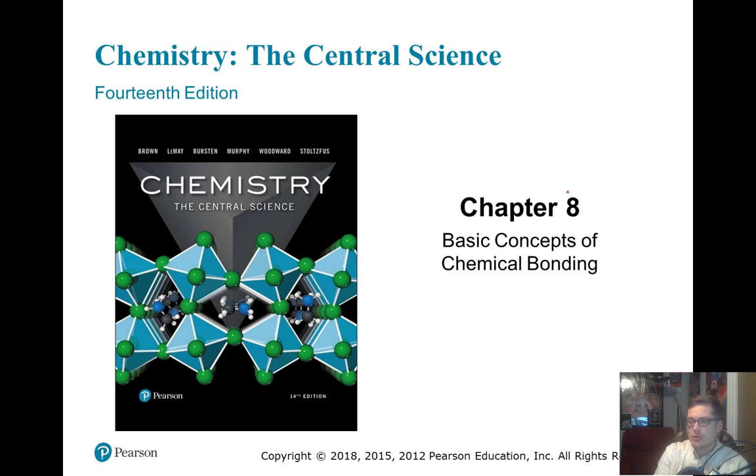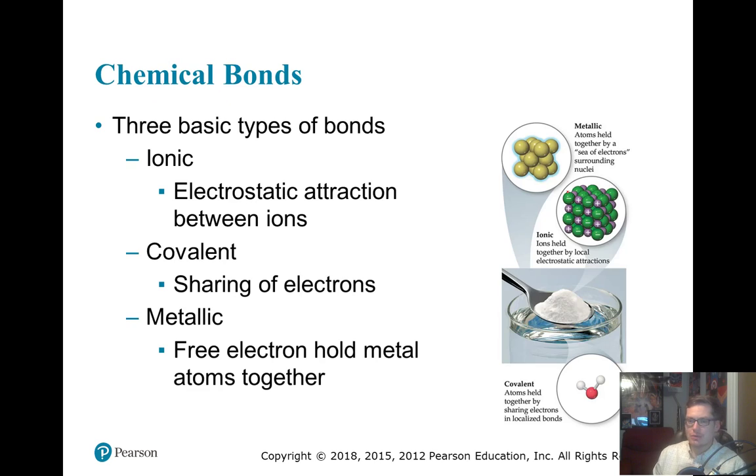Okay, and so first up, we're talking about different types of chemical bonds. There are three basic types of bonds in chemistry: ionic, covalent, and metallic bonds. We're going to focus today just on ionic bonds. Ionic bonds are really electrostatic attraction between ions. When you see the word electrostatic, you should just think static electricity. Everybody's played with a balloon, rubbed it on their head, and stuck it to the wall. That's static electricity at work.